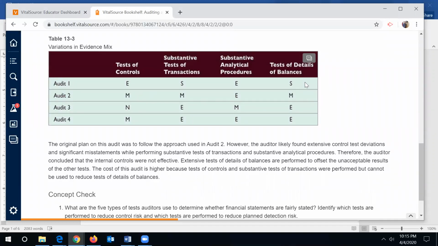Well, this is a good audit client. With internal control, control risk must be quite low, and the extensive test controls proved it. With analytical procedures, I think these turned out just fine. Therefore, based on the good results from those 2 tests, the auditor could do fewer of the more expensive types of tests. So fewer substantive tests of transactions, a small amount, and what really saves money, a small amount of tests of details of balances.